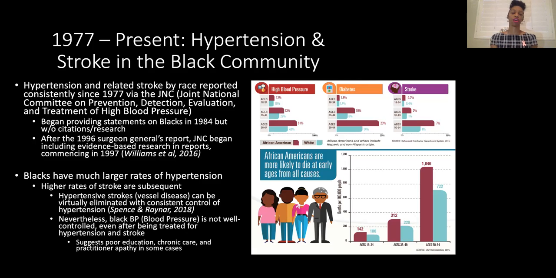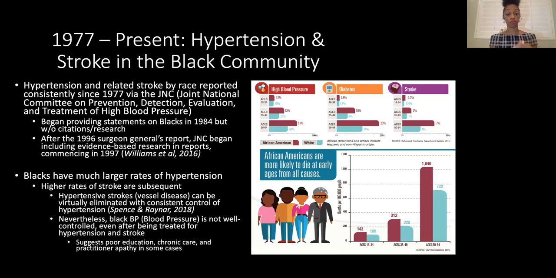So hypertension and strokes related to hypertension were consistently reported in the Joint National Committee on Prevention, Detection, Evaluation, and Treatment of High Blood Pressure since 1977. But they didn't have any peer-reviewed research that was specific to treating the Black community until about 1984, or actually after 1984, 1997. So after the 1996 Surgeon General's report came out, then all of a sudden we need to focus on certain communities. But the focus hasn't really led to any systemic or hard-lined treatment of this particular community, because we find that Black hypertension is much harder to treat.